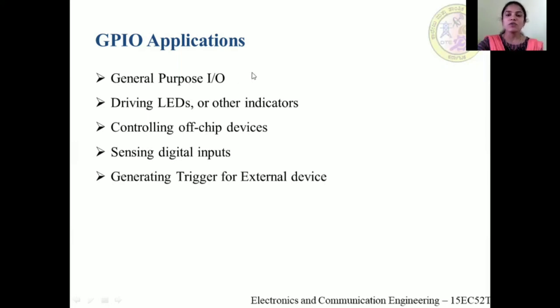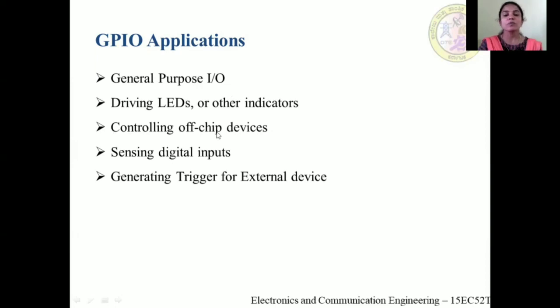So generally for connecting any external devices, we are going to use the GPIO pins. That is the first application. In the same way, driving LEDs or other indicators. For example, in a mobile, for the torch, we are going to use an LED. If you want to drive that LED, you have to connect that LED to the GPIO pins. And controlling off-chip peripherals, that is what the general purpose IO is for.